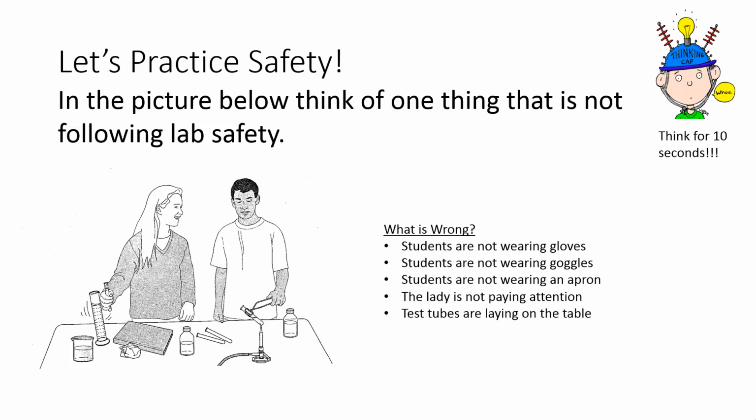And last, the test tubes are laying on the table. Now, for some of you, you may think that's not a big deal. But remember, these test tubes can roll very easily, and we want to make sure that they don't roll off of the table and shatter so we have broken glass all over the ground. That is a definite hazard.